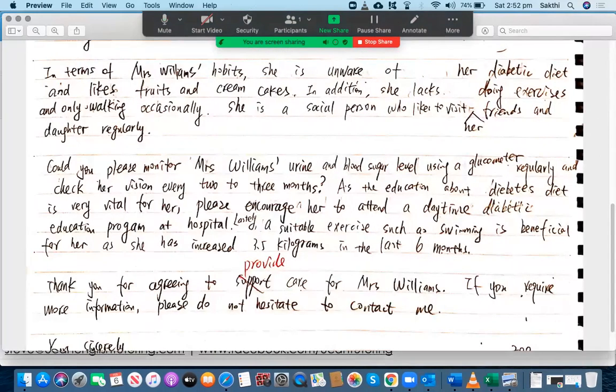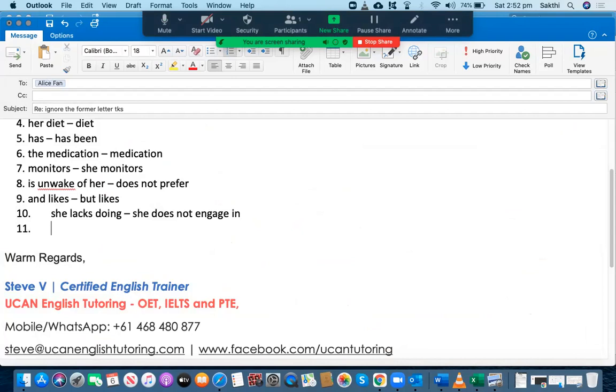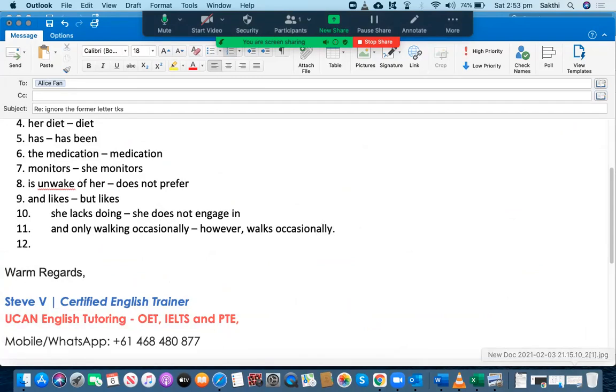And then the next one would be "and only walking occasionally." You can't use verb plus ing alone. It needs to be accompanied with another auxiliary verb. So "and only walking occasionally" is wrong. But we can say "however, she doesn't engage in exercise, however, walks occasionally." Okay, that could have been much better. "Only walking" is incorrect.